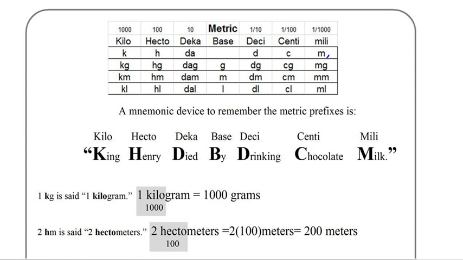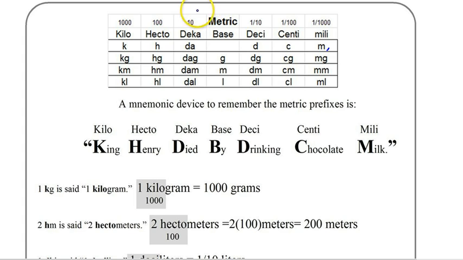Alright, and then to remember these and to know what it is, because these are all place values, this is the ones place, basically. And then you have the tens, and the hundreds, and the thousands. Then you have the tenths, hundredths, and so on, thousandths. To remember this, it's King Henry died by drinking chocolate milk. It's kilo, hecto, deca, base, deci, centi, milli, so you can remember where they all are.